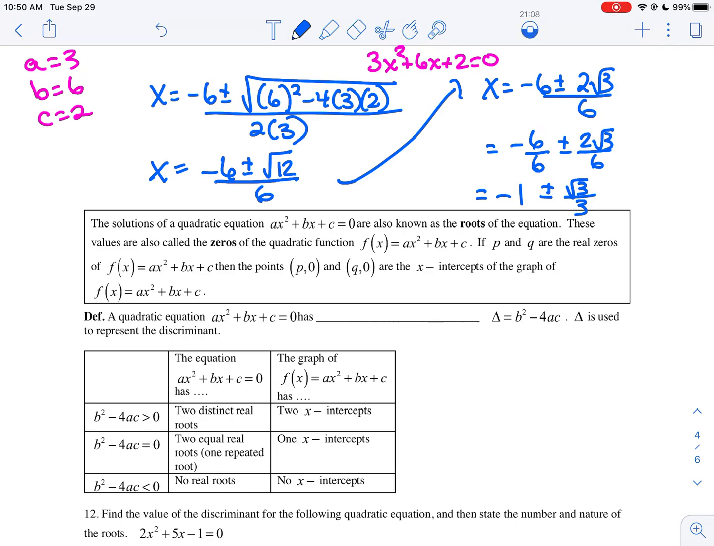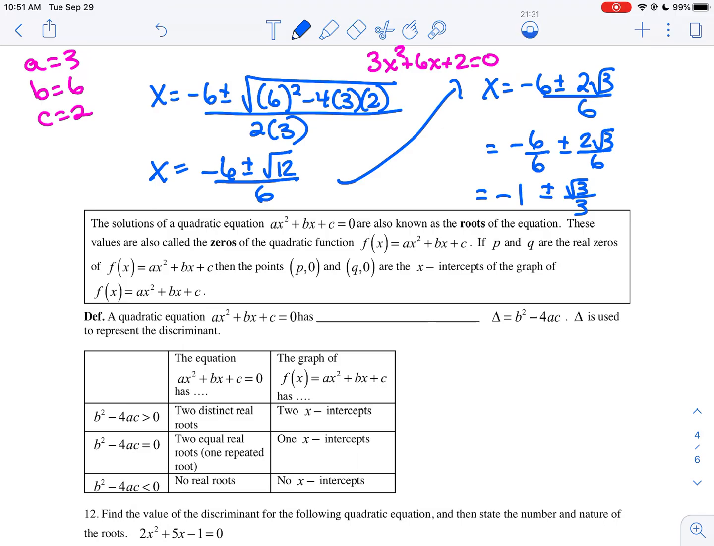All right, the solutions of a quadratic equation are also known as roots of the equations. These values are also the zeros of the function. Okay, so roots are the solutions of the equation. The zeros are from the function. P and Q are the x-intercepts on the graph.